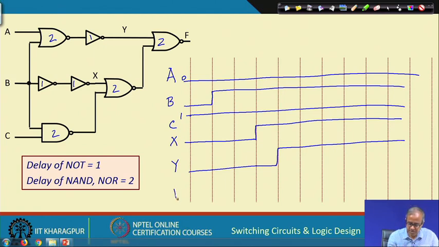Now, if we just look at f, I am again jumping some steps, you can also plot the value here, it may be easier. But what we will see in f, in this part of the circuit, say after x has come, there is a delay of 2 before this is changing and again a delay of 2 before this is changing. So, 1, 2, 3, 4. So, you will get a value like this.